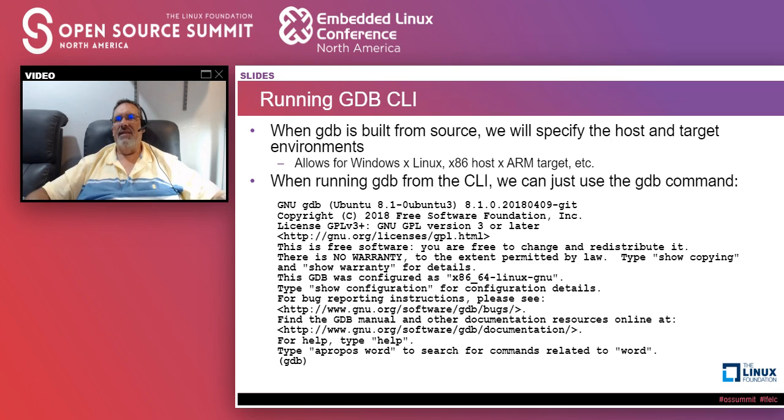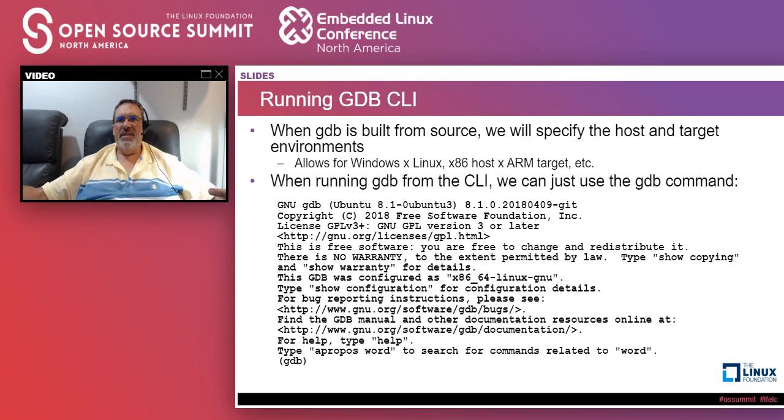So here's the kind of output that we would expect to see. We're just going to run the GDB interface, and we'll see that this was particularly configured as x86-64 Linux GNU. Now, if we had a cross compiler built on here, then we would see that it was configured as x86-64 as the front end and potentially ARM as the back end.